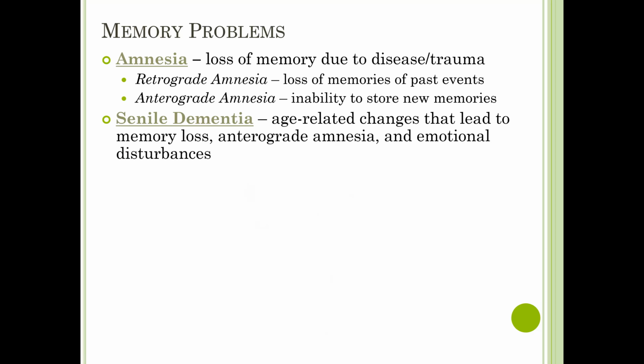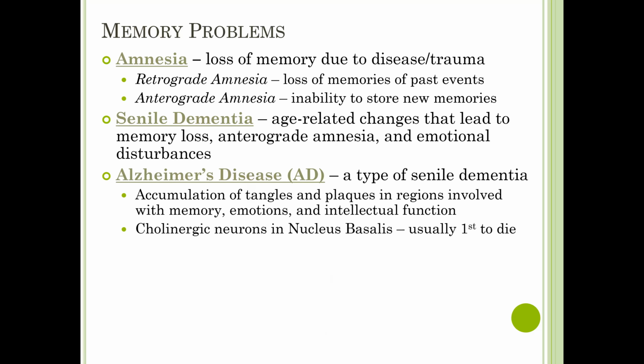Senile dementia is a condition that comes along because of age-related changes that lead to memory loss, anterograde amnesia, the inability to form new memories, and emotional disturbances. And one specific type of senile dementia that has taught us a lot about the process of senile dementia is Alzheimer's disease. So this is a specific type of senile dementia, and it involves the accumulation of these structures called tangles and plaques in regions of the brain involved with memory, emotions, and intellectual function. And the cholinergic neurons in the nucleus basalis are usually the first set of neurons to die, which is why we know the nucleus basalis does play some role in memory, although it's not clear exactly the role that it plays.